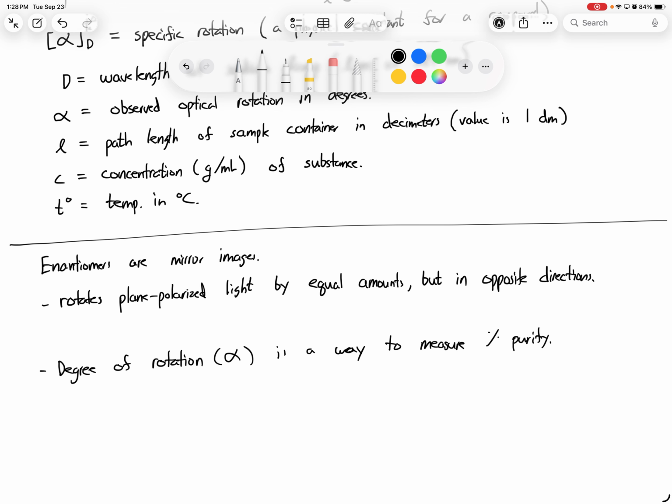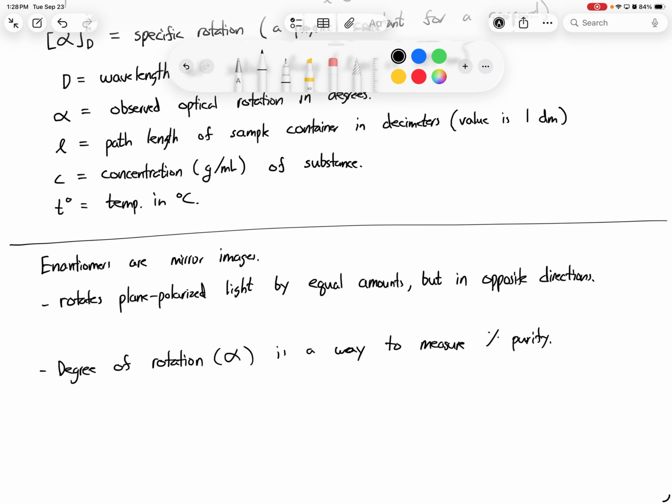Well, if one rotates a certain direction and another rotates the other direction, what do you think is going to happen? They'll cancel each other out, okay? So you can actually use degree of rotation for percent purity. That's pretty useful because you just measure it in an instrument. You're not destroying the sample. It doesn't take much sample size. It's a very useful way to characterize purity, especially if you have drugs that are chiral.